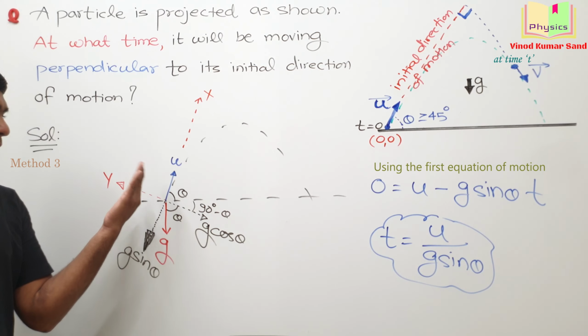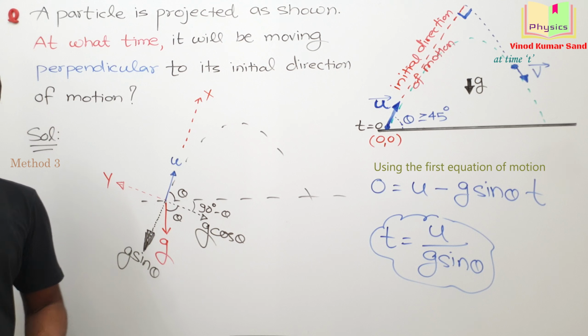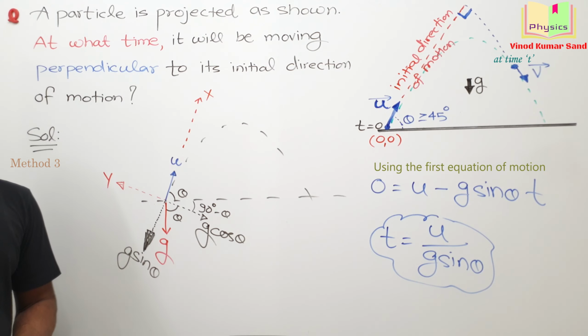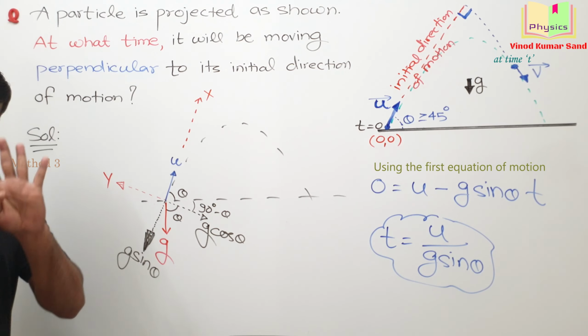I hope you enjoyed this method also. Just changing the perspective of the question, we get the answer in a single line. You can try this in many questions of the projectile. Note it down, then we'll proceed for the fourth method.